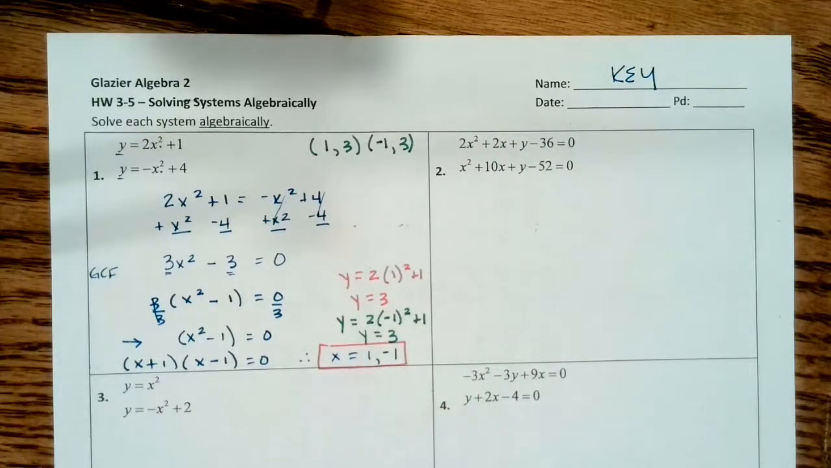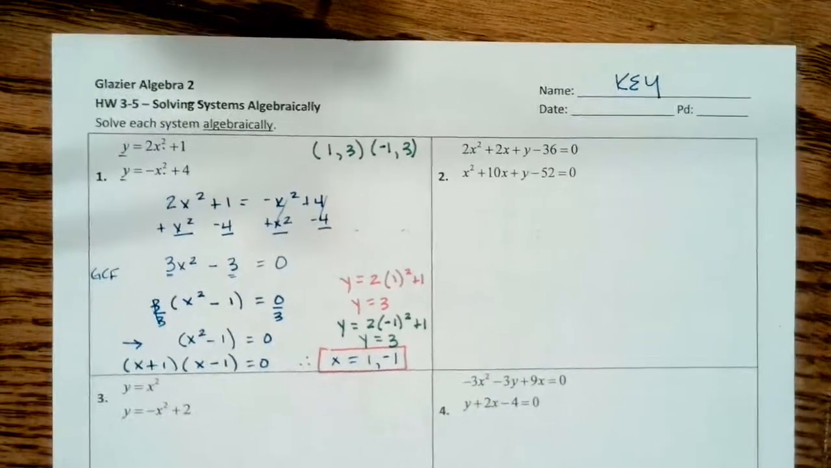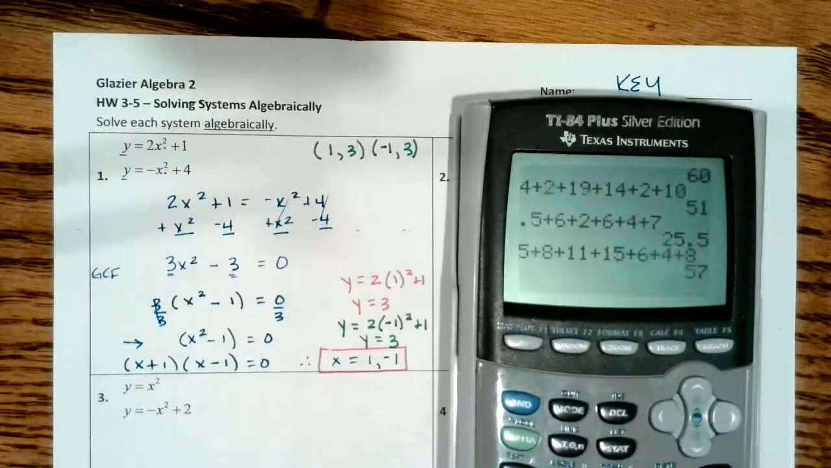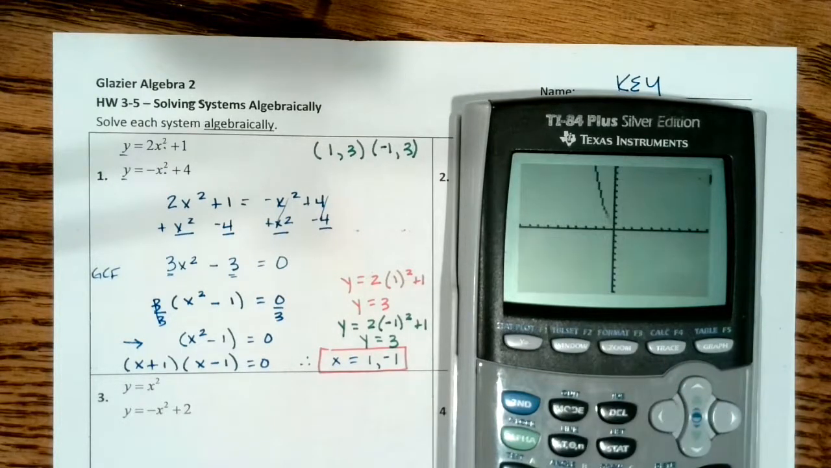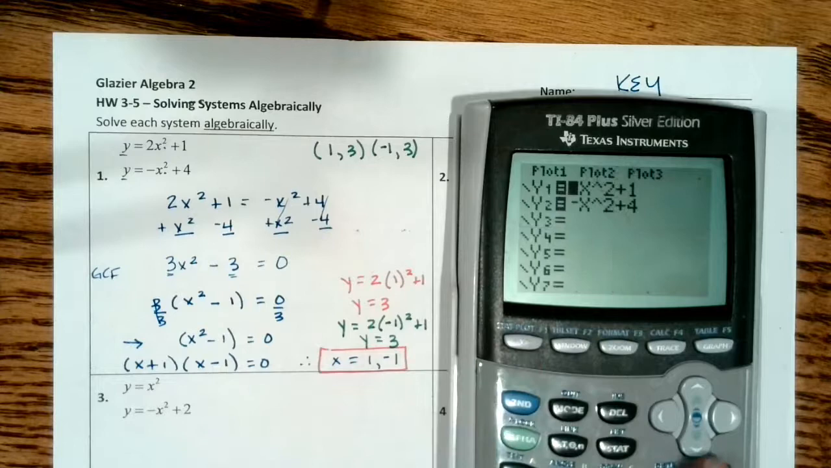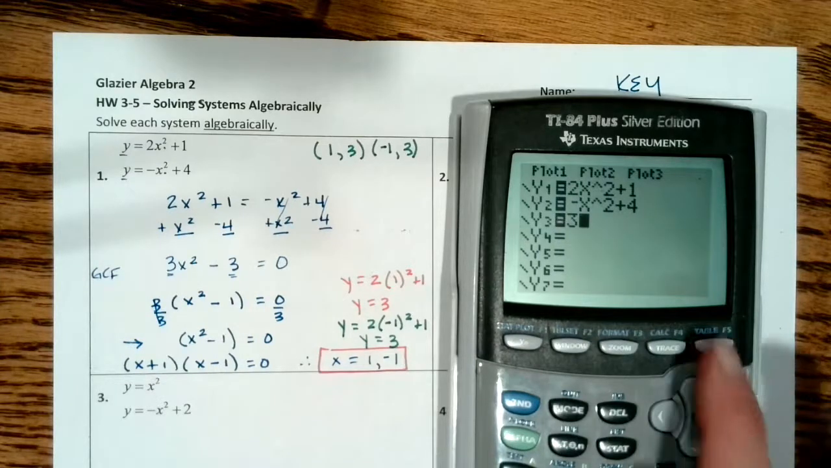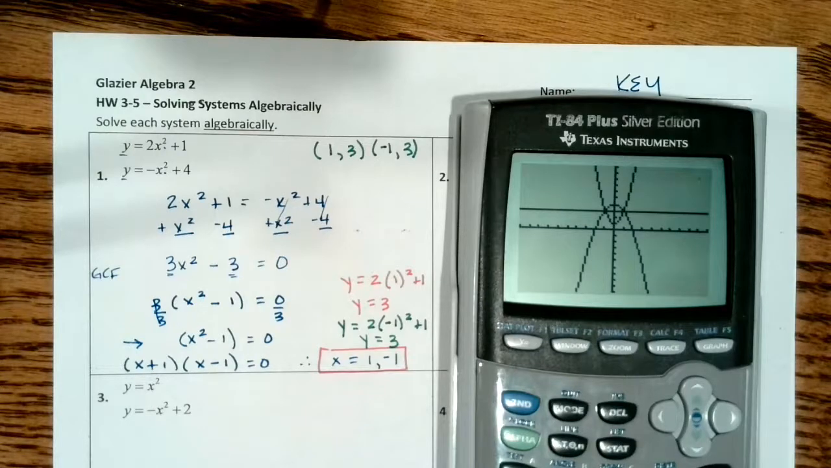If I wanted to see what these solutions look like on the graphing calculator, I could go ahead and graph each equation: 2x squared plus 1, the opposite of x squared plus 4. When I go ahead and graph, I can take a look at my solutions and I can see that makes sense: positive 1, 3, negative 1, 3. I could also look at that horizontal line 3 and see that that intersects.